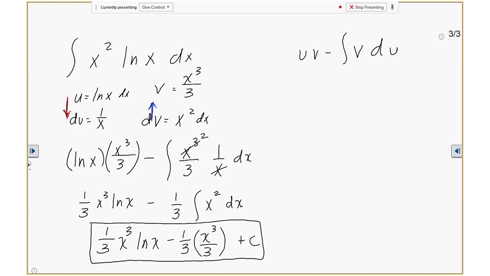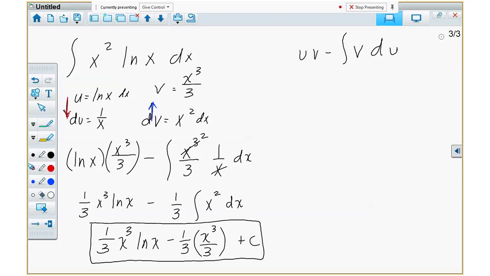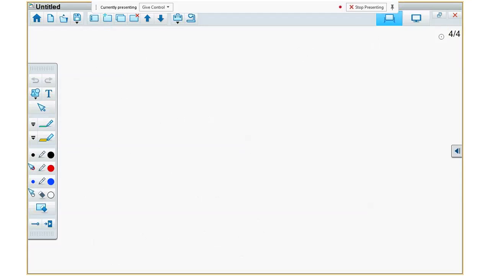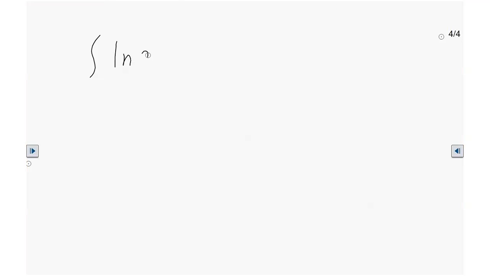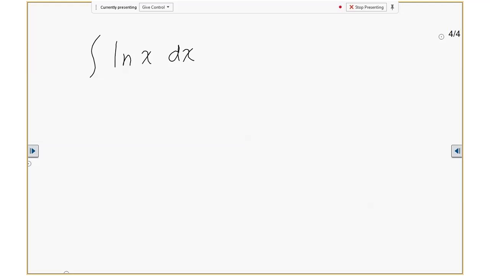Now here's one that teachers love to put on tests because it confuses the heck out of students. Okay? And they tell you to use integration by parts. The antiderivative of the natural log of x dx. Now I want you to see if you can set it up, because there are 2 parts there. So go ahead and try.